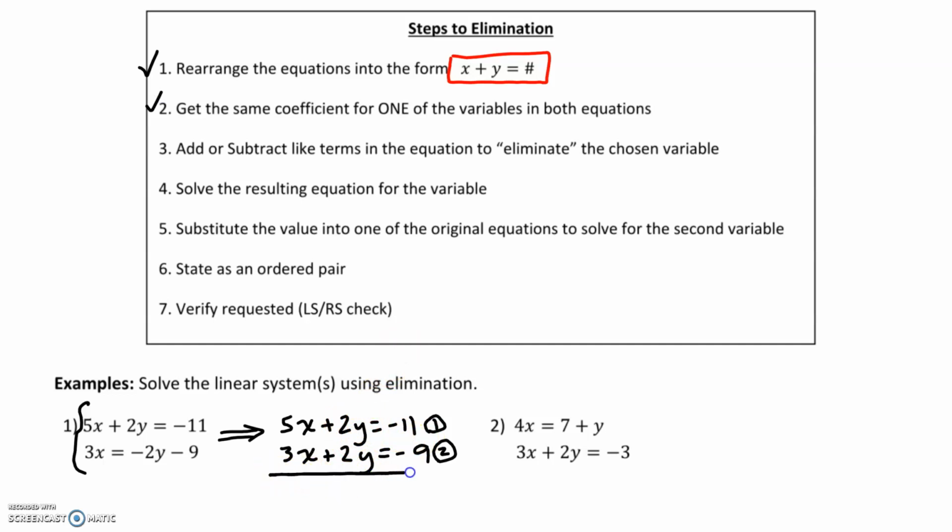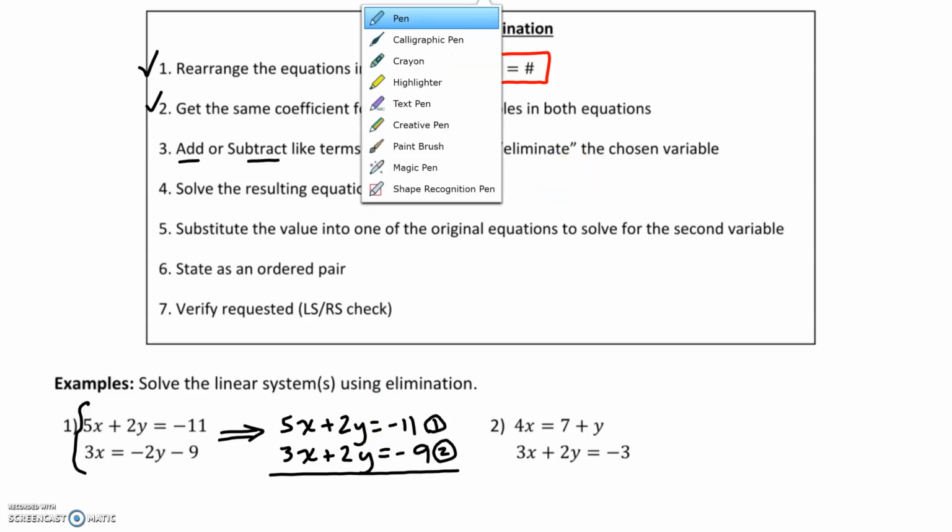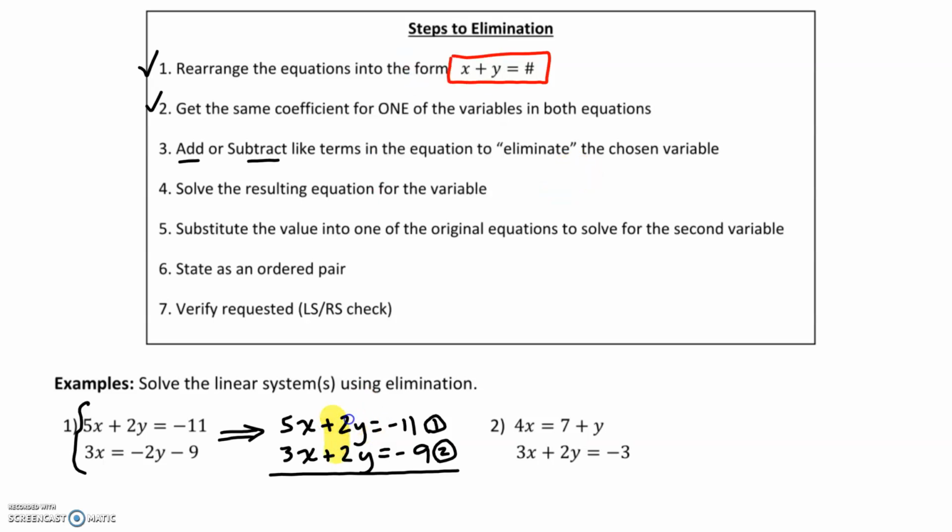All right, once that happens, step 3, we have to decide, are we going to add or subtract so that we eliminate the chosen variable. So the chosen variable, in this case, is y, and the reason it's the chosen variable is because it has the same coefficient. So we want to eliminate the y variable by either adding or subtracting. Now, when your coefficients have the same sign, so here our 2 is a positive 2, and the 2 here is also a positive 2, so they have the same sign.